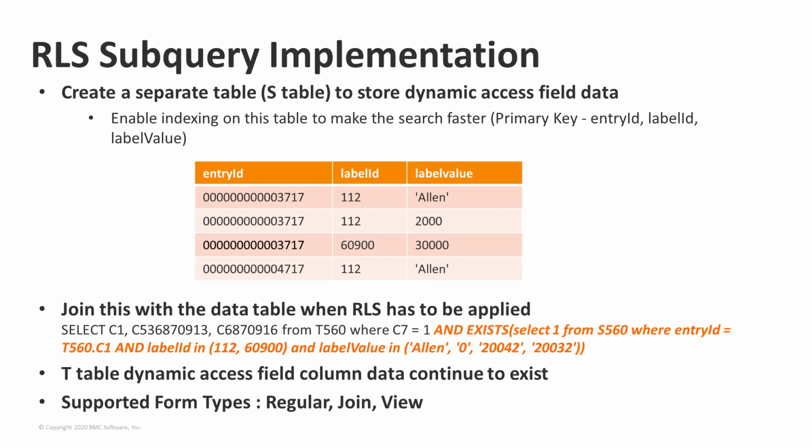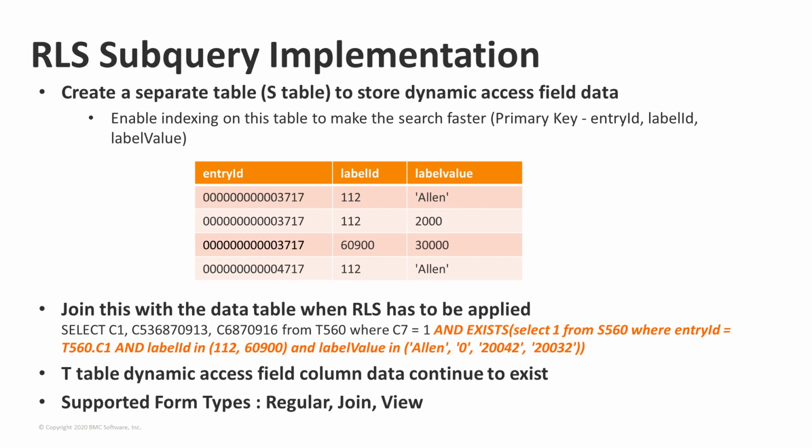Let's talk about the new RLS implementation, that is the RLS Subquery Implementation. This was introduced in 1902 as a controlled access feature and it was GA'd in the 1908 release. This new RLS implementation involves separating the dynamic access field data into a new table called the S table, or security table. Basically, the data of dynamic access fields is normalized into this new S table. As you can see in the table shown on screen, each semicolon separated value of the dynamic access field becomes a row in this table.